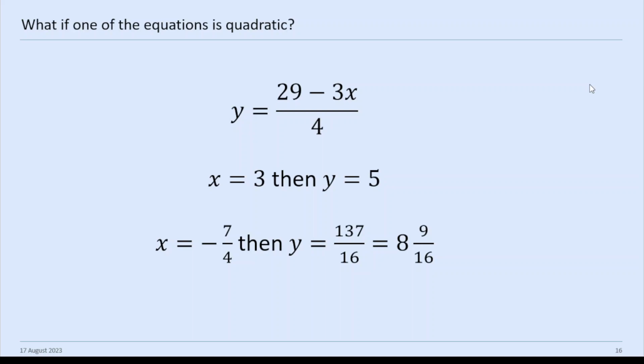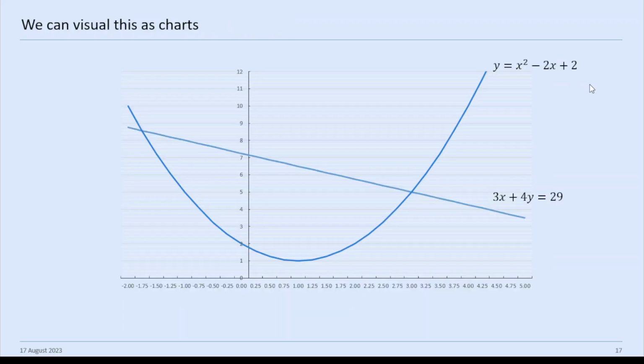I mean, this is just 137 over 16. 8 16s are 128. So this is 8 and 9 sixteenths. So when x is minus 7 over 4, y is 8 and 9 sixteenths. So we've got one kind of integer solution, which is what I built the problem around, and then we've got one fractional solution which also exists, and here's a beautiful picture that shows us why.